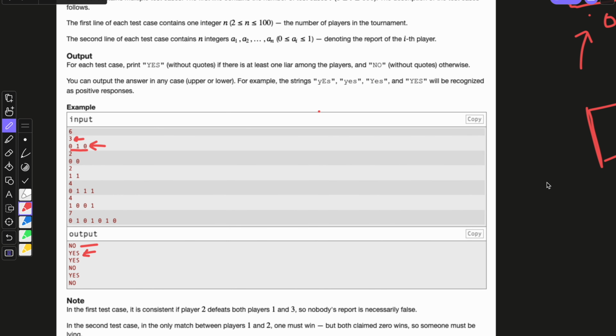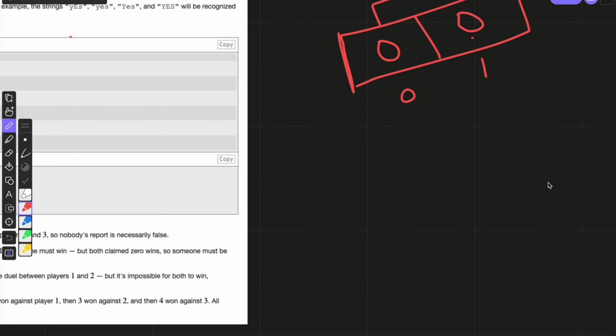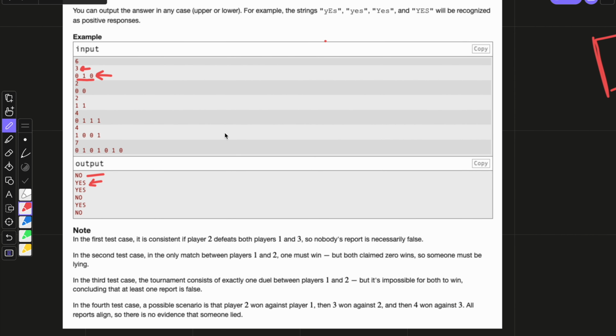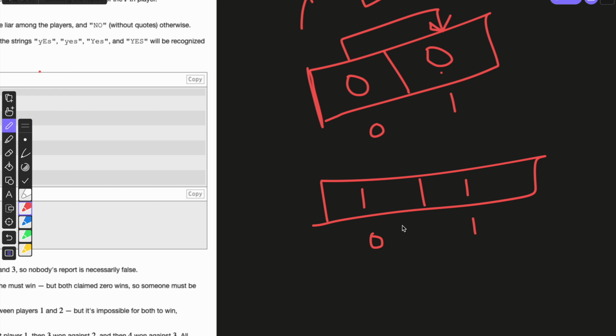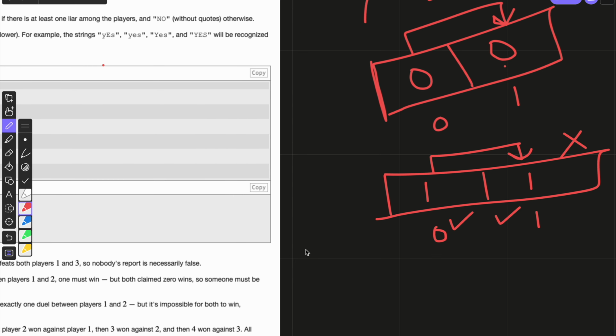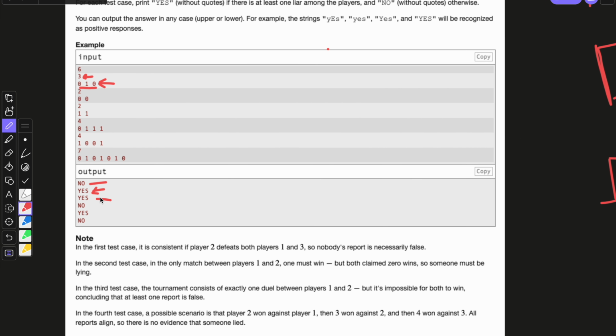Let's take one more test case to see what the pattern here is. Let's see the next test case. It says that both of the players have won the game. Okay, 0 and 1. So player 0 fights with player 1, and it says here that player 0 has also won and player 1 has also won. So that can't be possible. So for this test case we will output yes, because there is cheating in that.